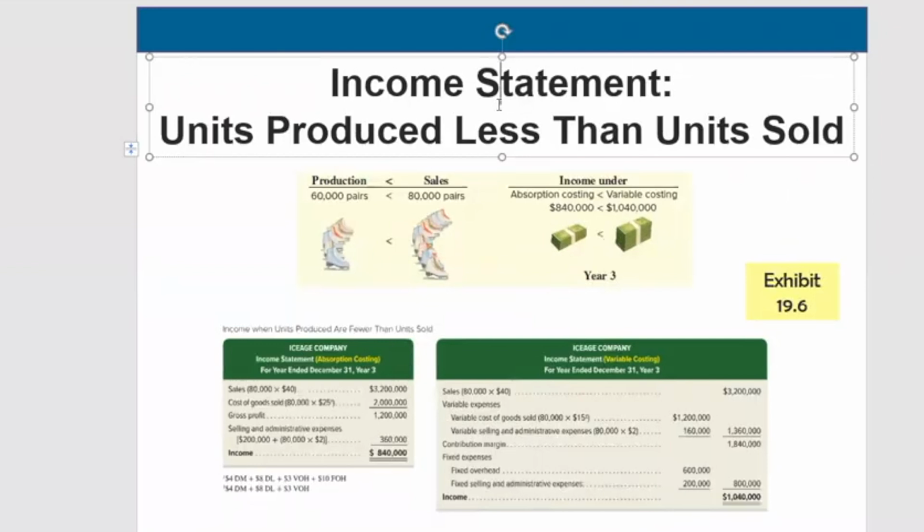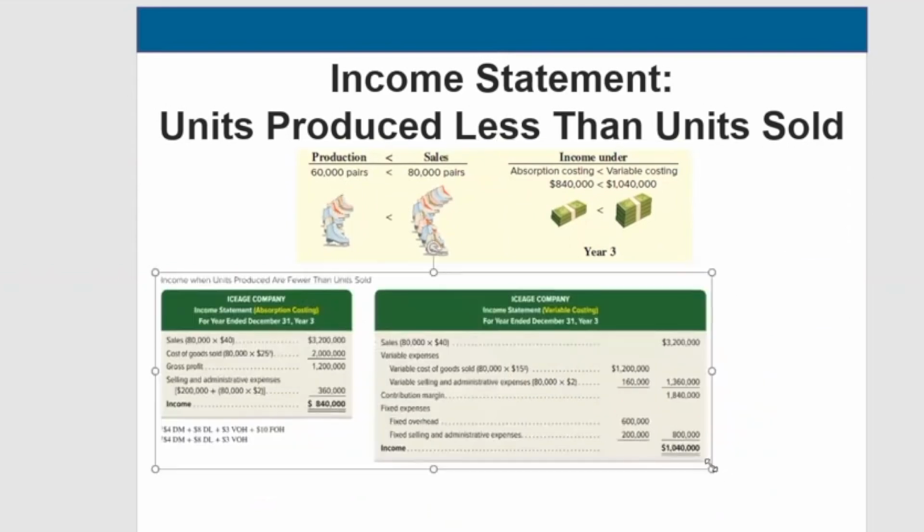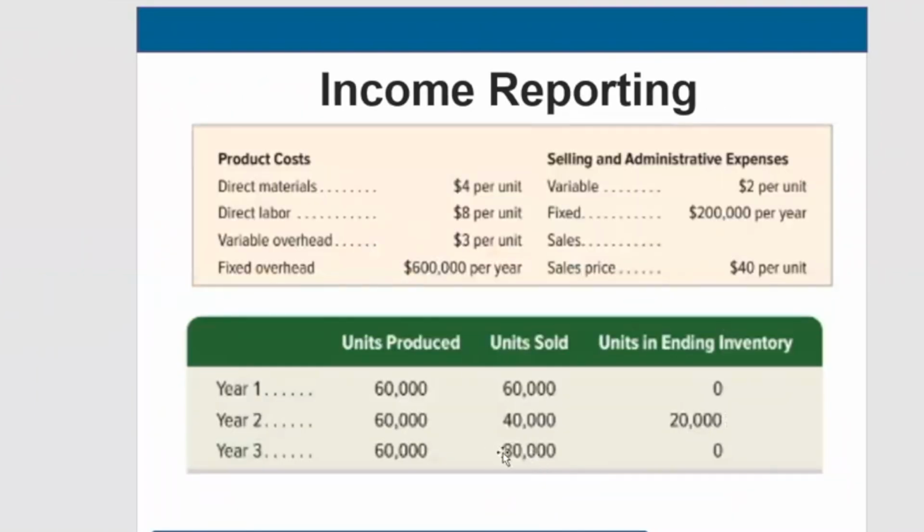Now, let's take the third year. If you recall, in the third year we produced 60,000 pairs of skates, but we ended up selling more than we produced. We sold 80,000 pairs. How's that possible? Well, because remember, we had 20,000 left over from the last year. We predicted we'd sell 80,000 units, and because we had 20,000 left over from last year, we decided to only produce 60,000.